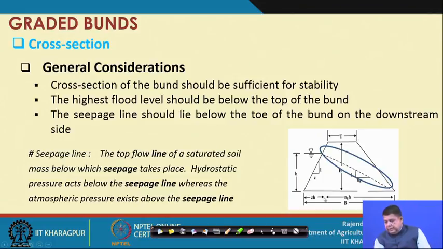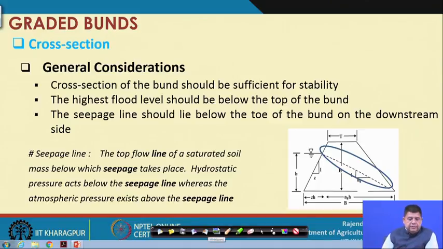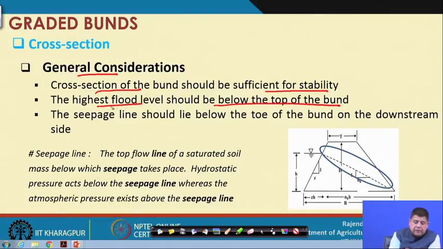Once we have calculated h, we can go and calculate other things like the cross section. There are some general considerations while designing the cross section. The cross section of the bund should be sufficient for stability, which goes without saying. The structure has to always be stable, and we have to take that into account. The highest flood level should be below the top of the bund, and that is why we always calculate the theoretical height and add the freeboard, so that overtopping is avoided.